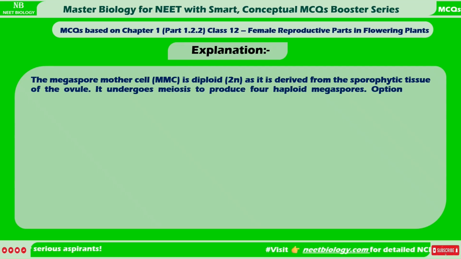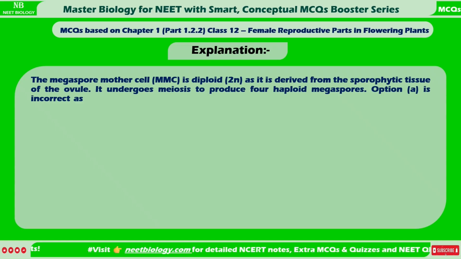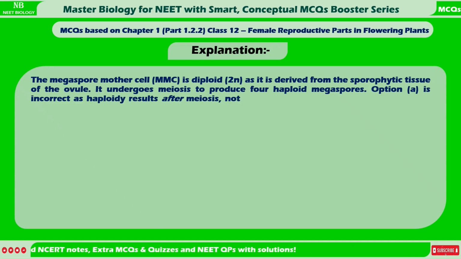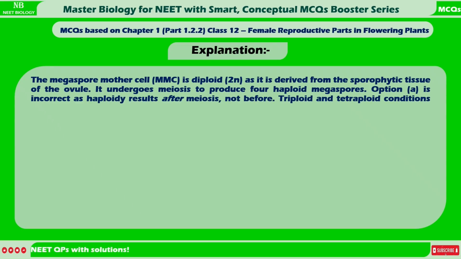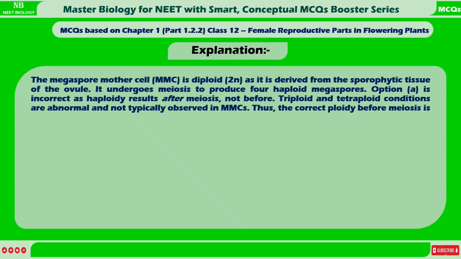Option A is incorrect as haploidy results after meiosis, not before. Triploid and tetraploid conditions are abnormal and not typically observed in MMCs. Thus, the correct ploidy before meiosis is diploid.